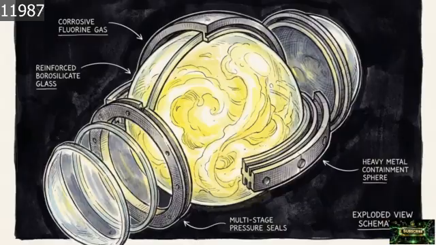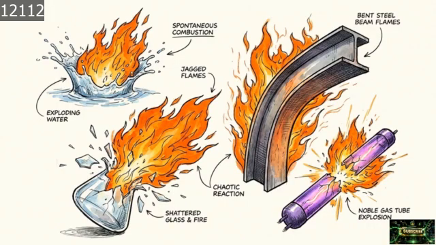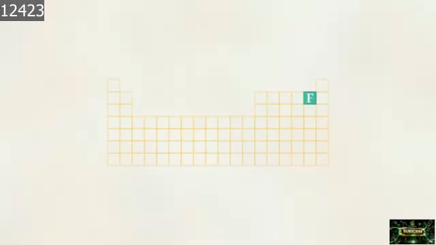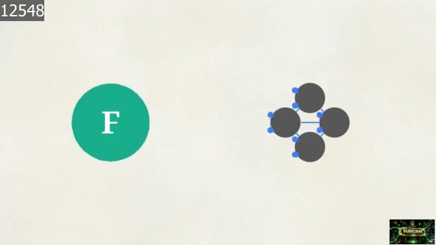And finally, we have reaction number 1, fluorine. It is so reactive that it will explosively ignite water, glass, solid metals, and even noble gases, all without any external spark. Its power comes from possessing the highest electronegativity on the entire periodic table. A fluorine atom pulls with such overwhelming force that it forcefully tears electrons away from almost anything it touches.